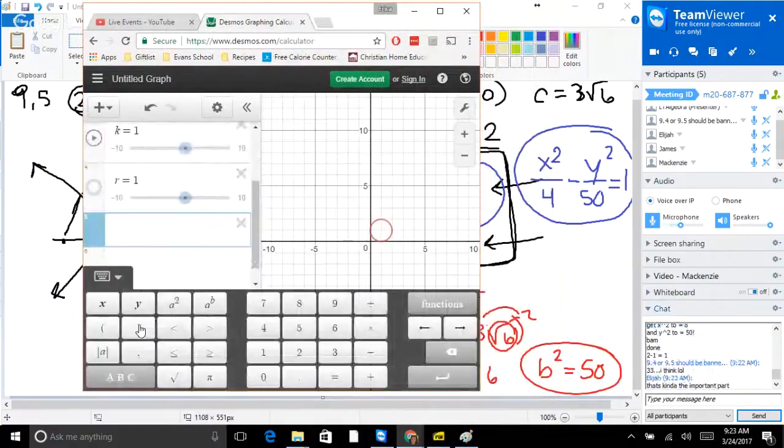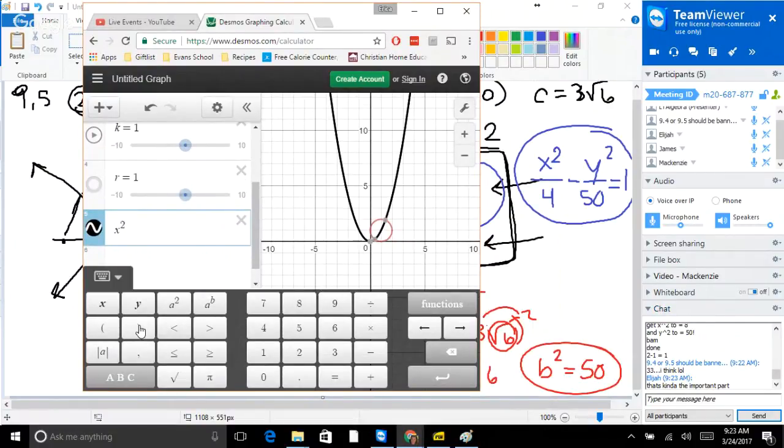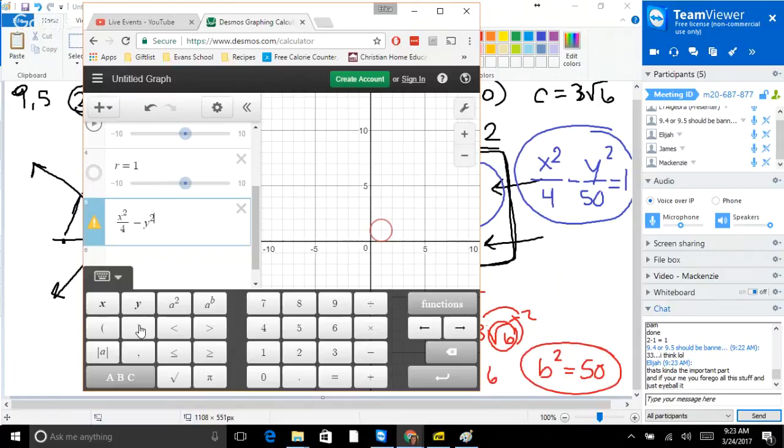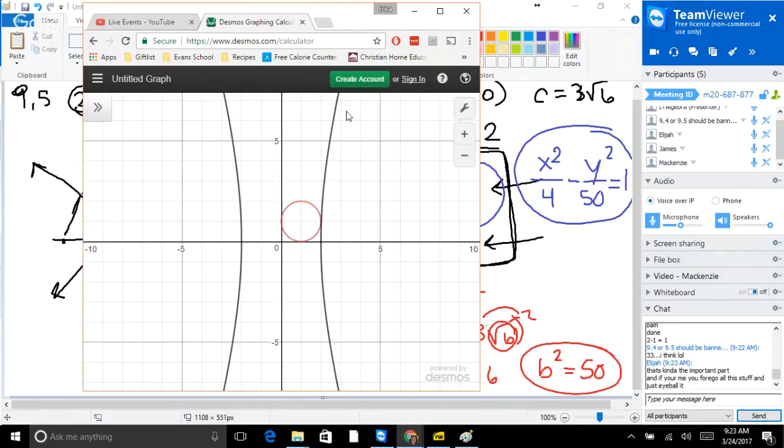So we've got x squared divided by 4 minus y squared divided by 50 equals 1, if I could type today. Okay, so there's our nice hyperbola.